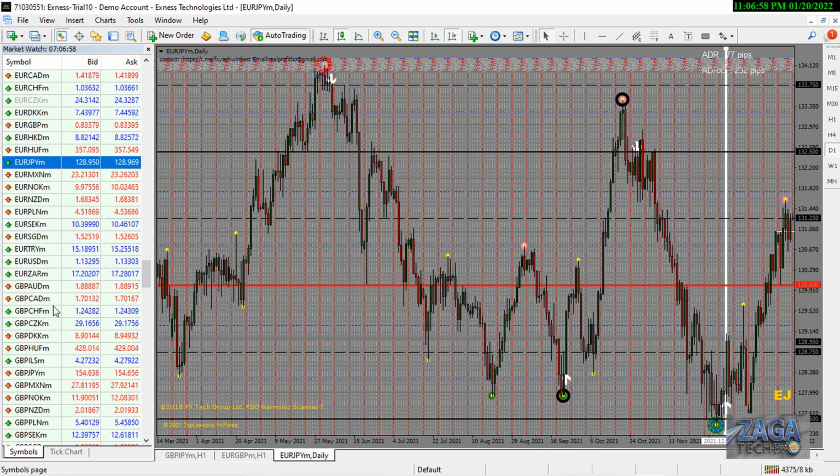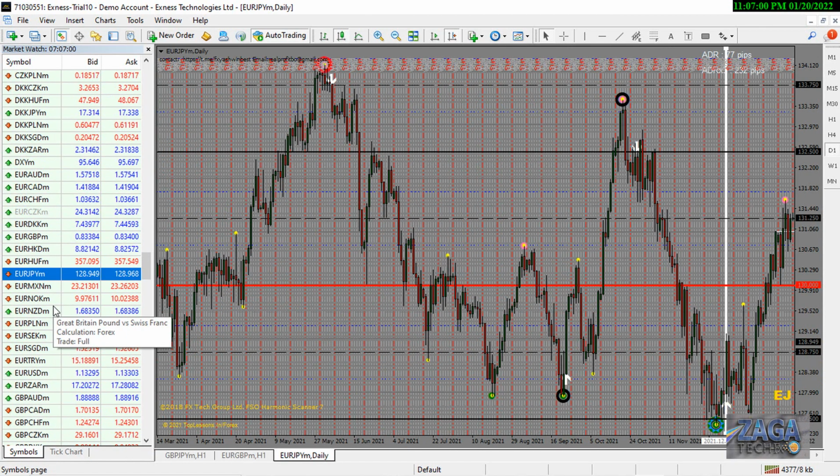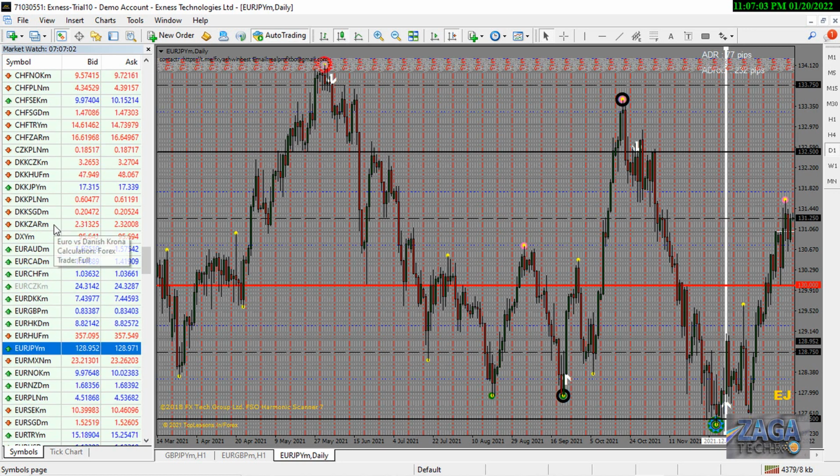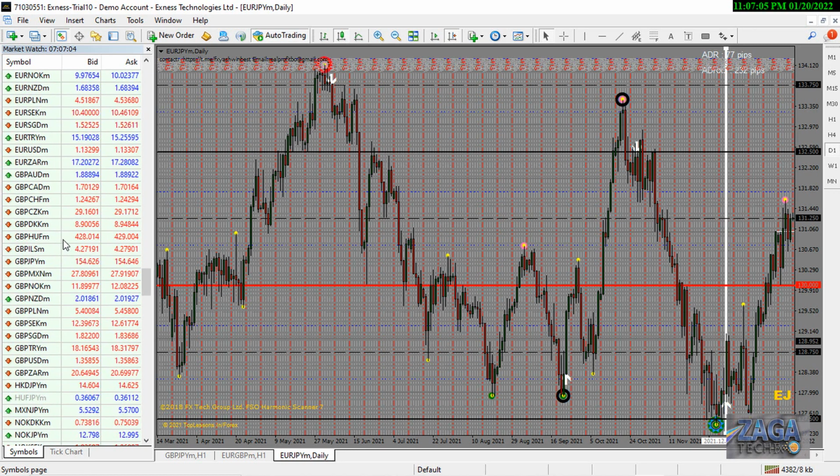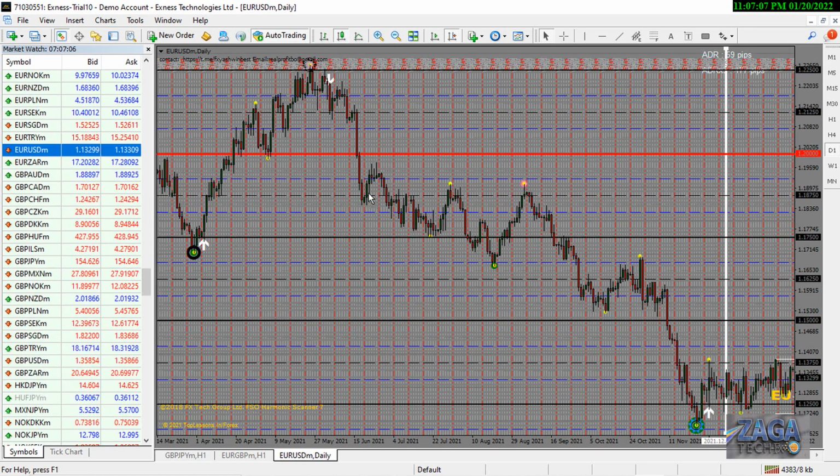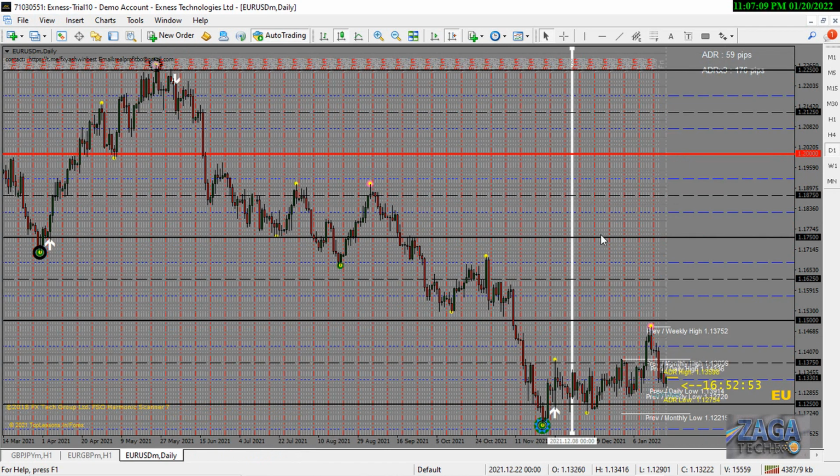Let me look for Euro USD. I'm getting a message that I should use Euro USD to do this. Okay, this is Euro USD. Now we have Euro USD here, and on the daily time frame, this is where the signal appeared.